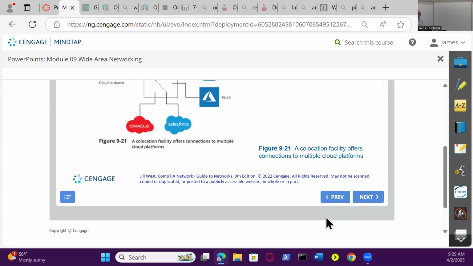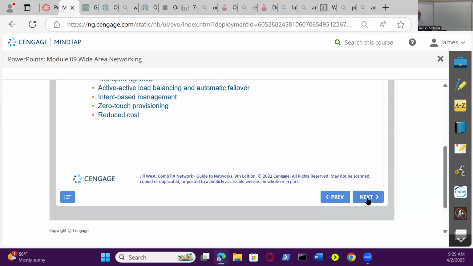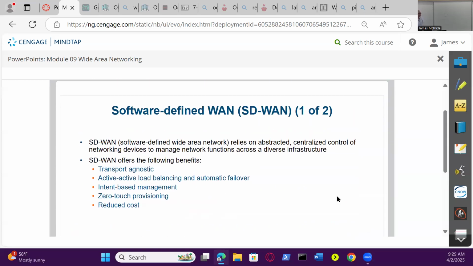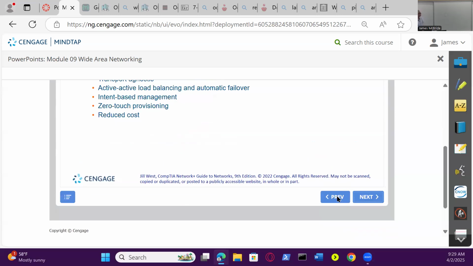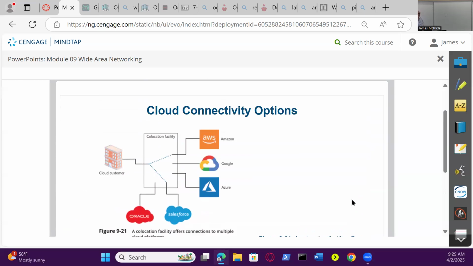Oracle, Salesforce. We already talked about cloud. All right, we got to cover those topics. We talked about it in general. We'll talk about it a little bit. I don't want to fry too many brains.